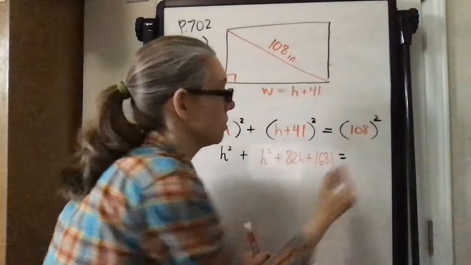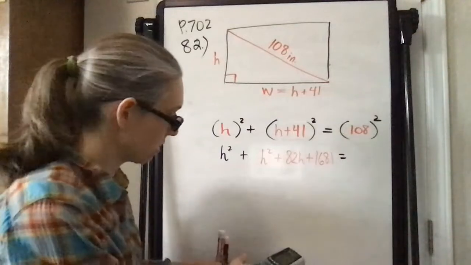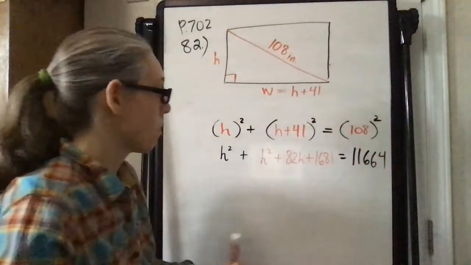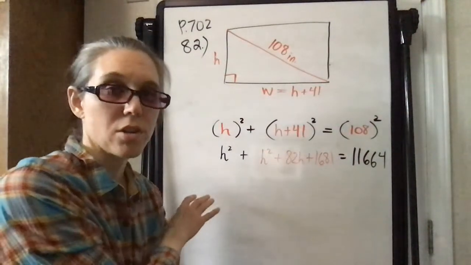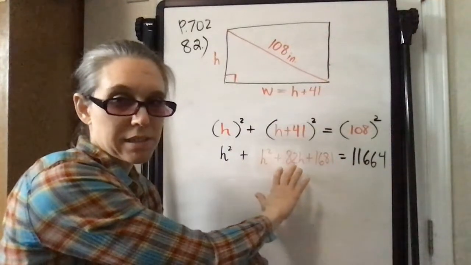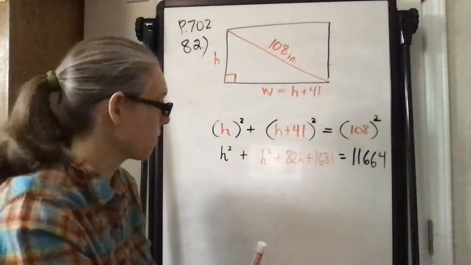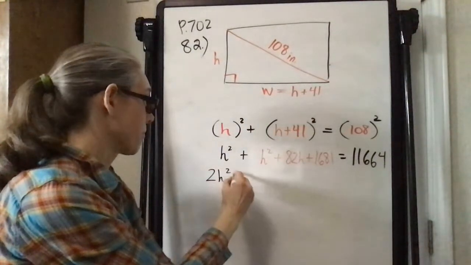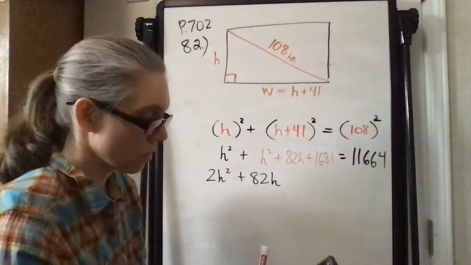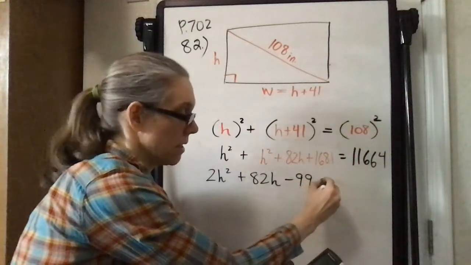And that is equal to 108 squared, which is 11,664. Before you can solve using the quadratic formula, remember you need to get it into the form ax squared plus bx plus c is equal to 0. So I need to consolidate everything on one side and put it in descending order. And 1681 minus 11664 is negative 9983.